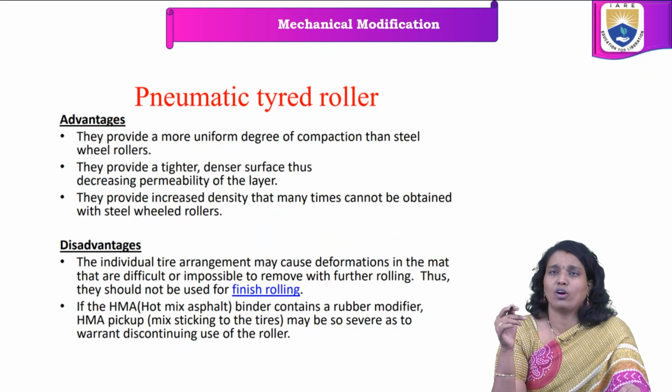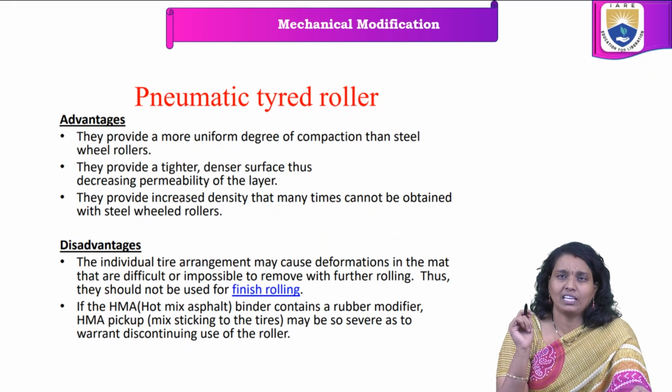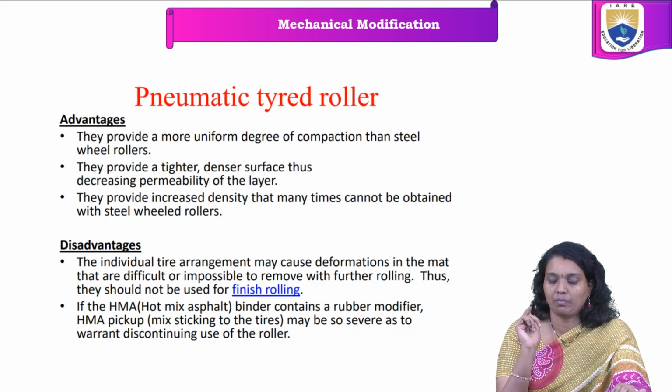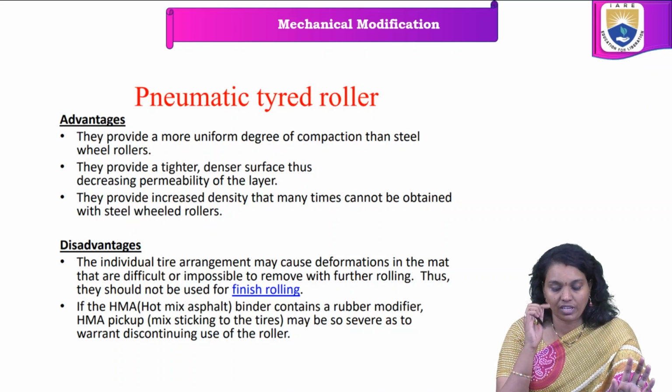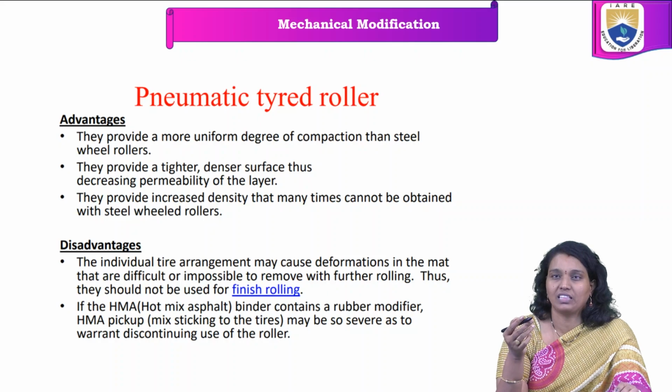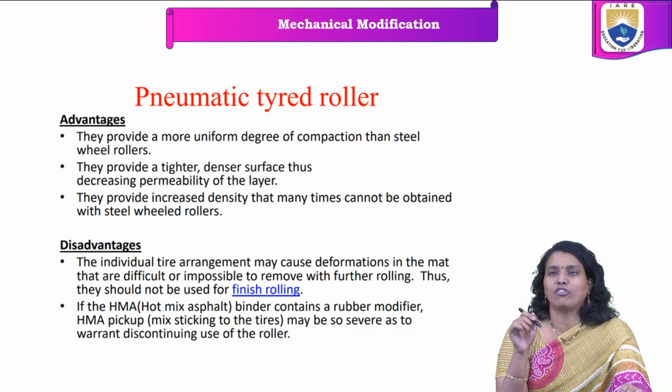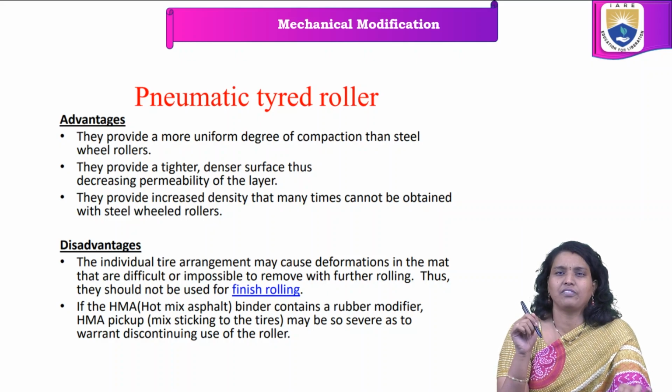Coming to the advantages of the tyred roller, it provides a more uniform degree of compaction than steel wheel rollers. It provides a tighter, denser surface, decreasing the permeability of the layer. It provides increased density that many times cannot be obtained with steel wheel rollers. Some disadvantages are also involved in this type of tyred roller. The arrangement may cause deformations in the mat.